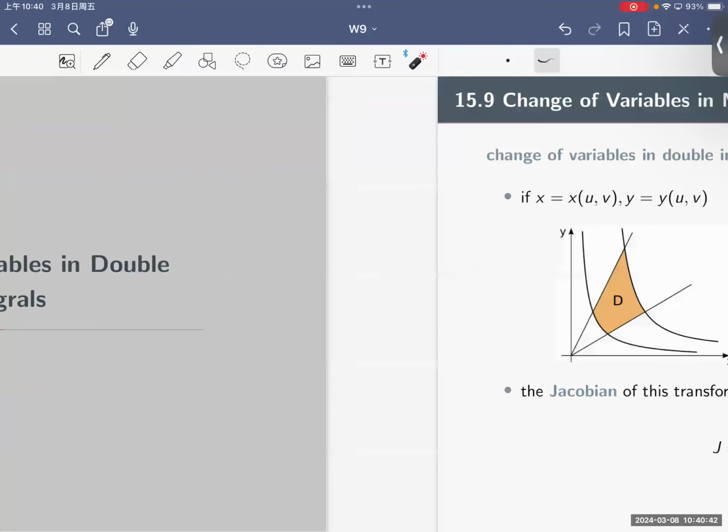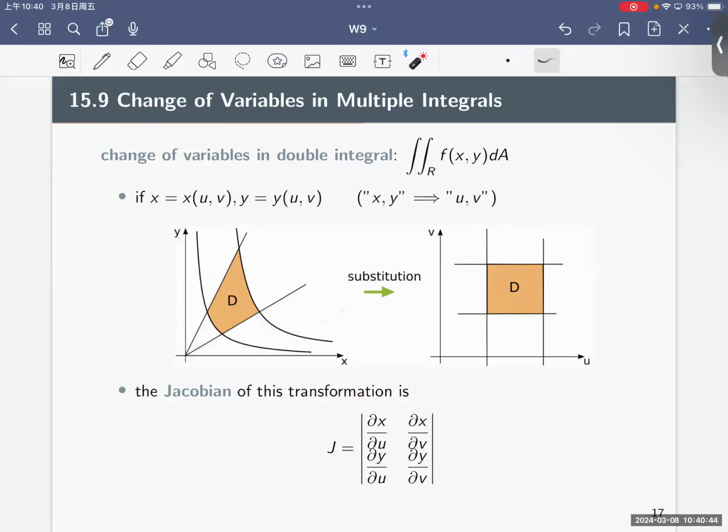Okay, so now the change of variables in double integrals. I have this double integral, right? I integrate a function f of x, y. But I am not satisfied with this choice of x, y. I want to change from the variables x, y to new variables u, v. So I write x is a function of u, v, I call it x(u, v). y is a function of u, v, y(u, v).